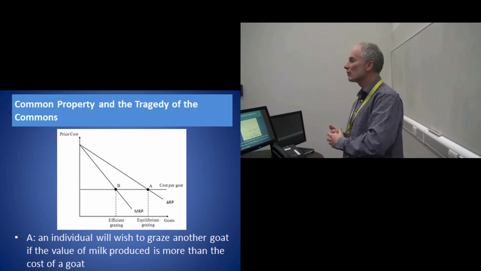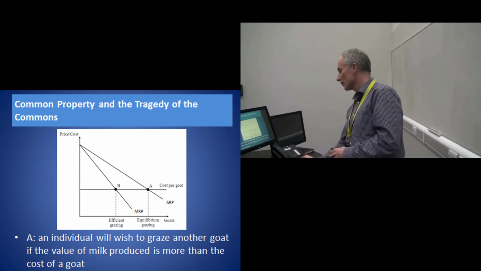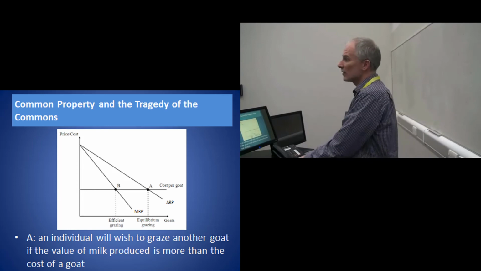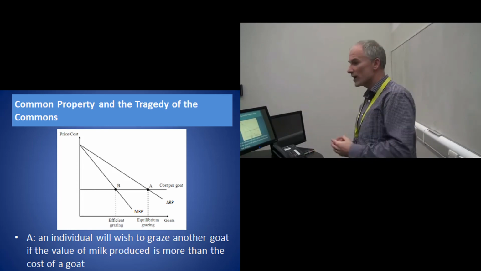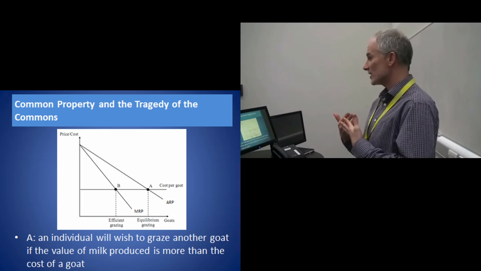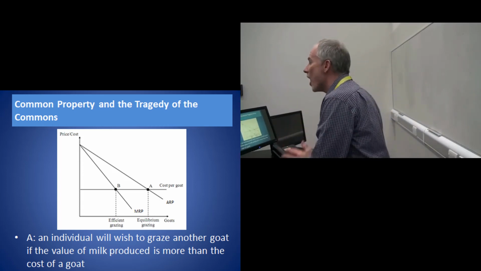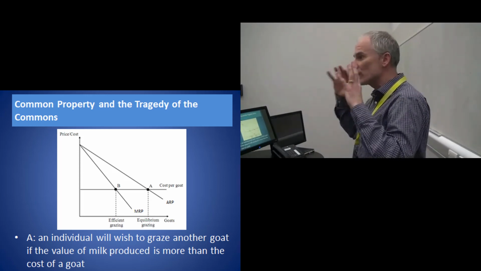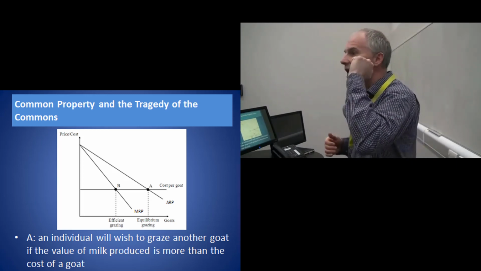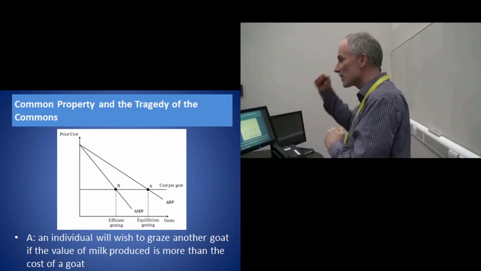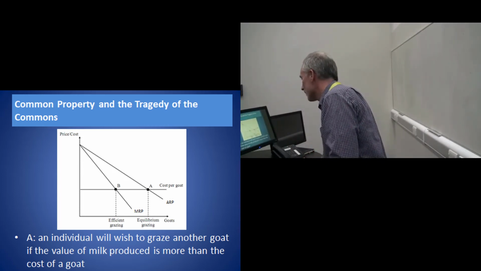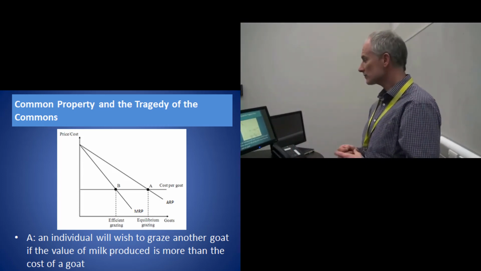And what's the value of milk goats can produce? That's given by the average revenue product. So that's the total value divided by the number of goats. And that is the consideration the villagers would take into account if there is unrestricted access, if it is common property. So you would wish to add a goat until the point where the cost of owning a goat and the value of milk produced are the same. That, in the diagram, is at point A.